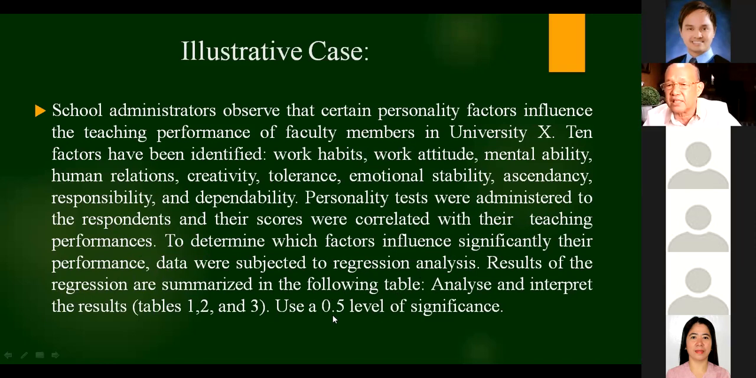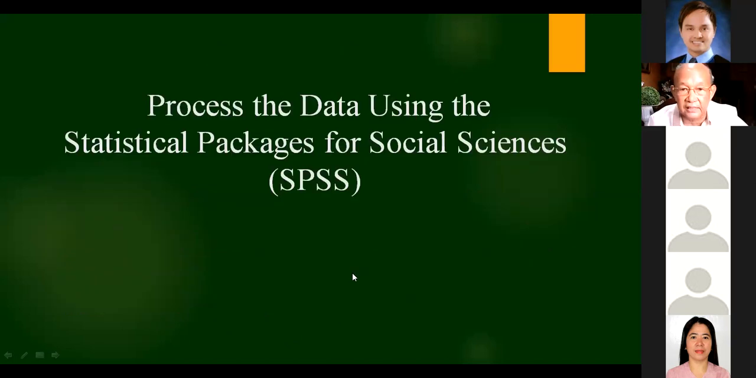I will be presenting 3 tables simultaneously, one after the other. Analyze, correct the spelling please. This is supposed to be Z. Analyze and interpret the results of tables 1 to 3 and use a 0.05 level of significance. Kindly correct. 0.05 level of significance. All right.